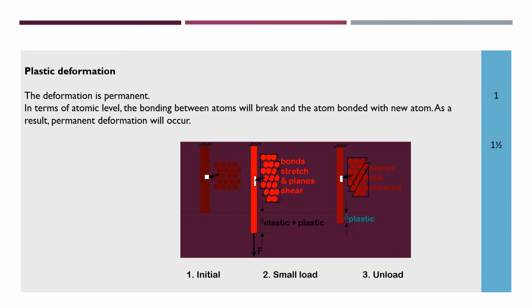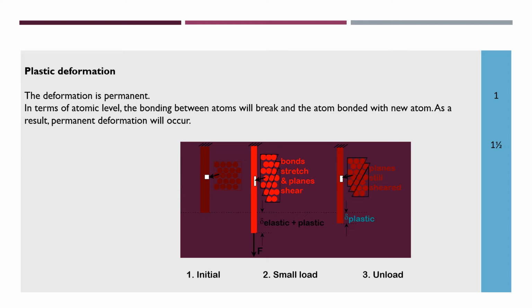For plastic deformation, different from elastic, it will not return to the original stage, and the deformation is permanent. At the atomic level, the bonding between the atoms will break and the atoms bond with new atoms. As a result, it causes permanent deformation.